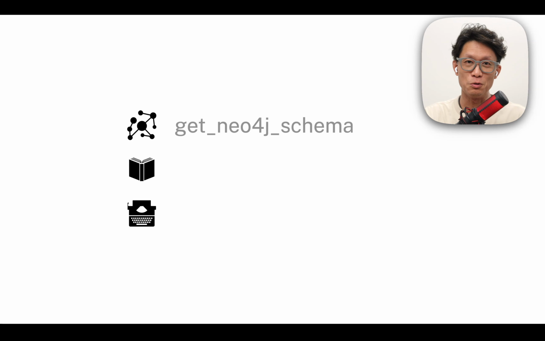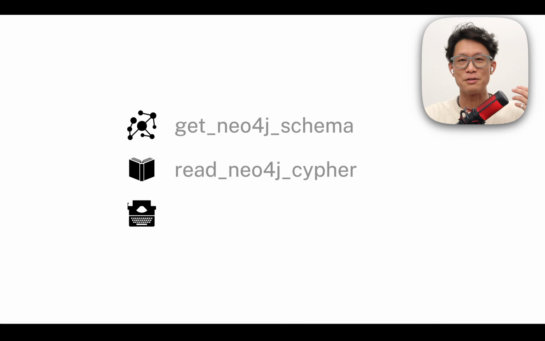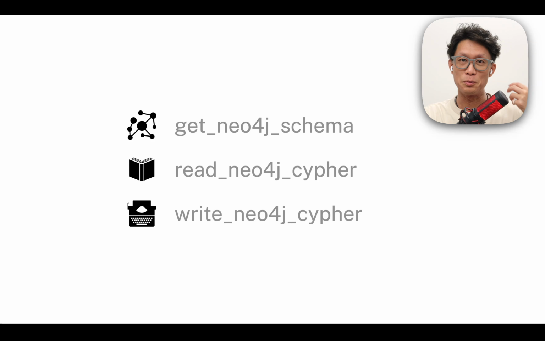First one is get Neo4j schema. This retrieves any data model schema that already exists in the database. So, nodes, what types there are, types of relationships, properties of nodes, properties of relationships. This will be all given to an agent. Next, we have read Neo4j Cypher. This is, as it sounds, for reading any data from a Neo4j database. And then lastly, we have write Neo4j Cypher, which is for writing data to the database.